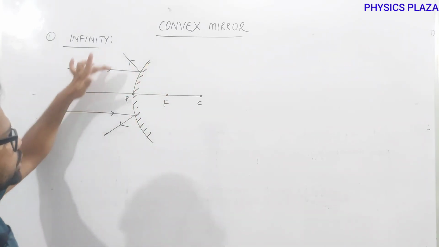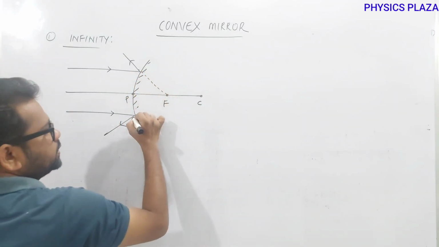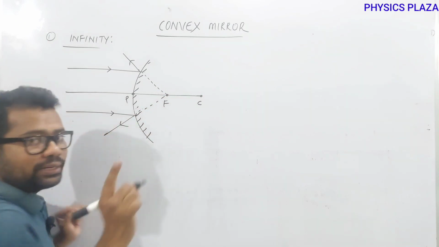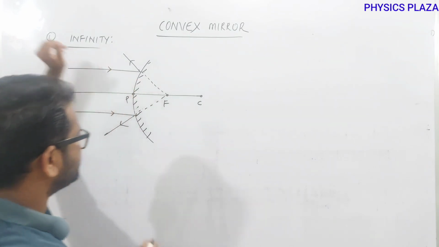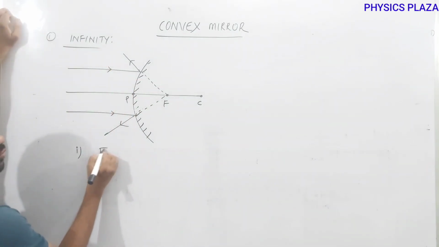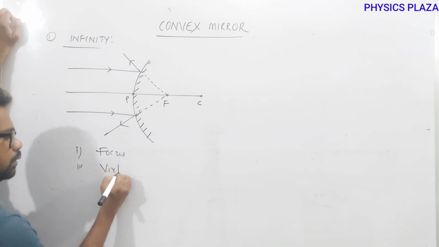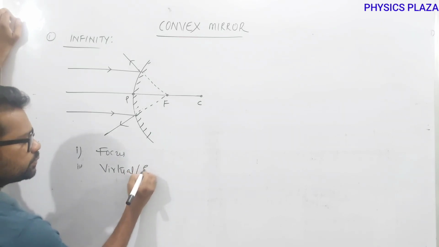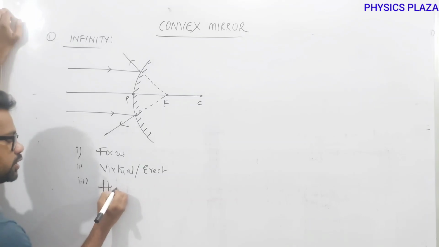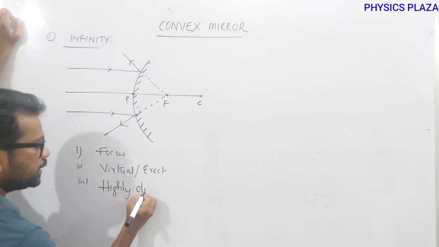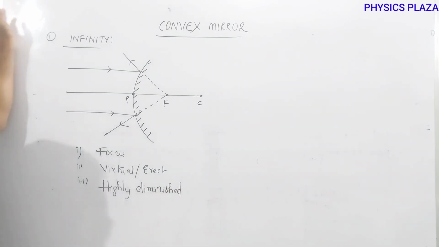So children, after reflection, these two light rays are not meeting. Then what do we have to do? We have to extend back. Where the light rays appear to meet, they are not actually meeting. Appearing to meet means a virtual image is formed. So in the first position, the image is formed at focus. Second, it is virtual. By default it is erect. And children, it is a highly diminished image.